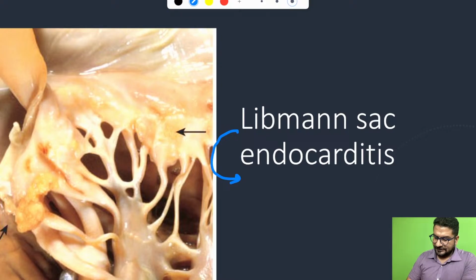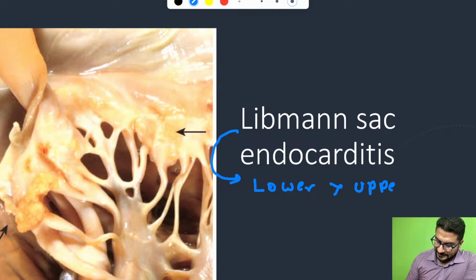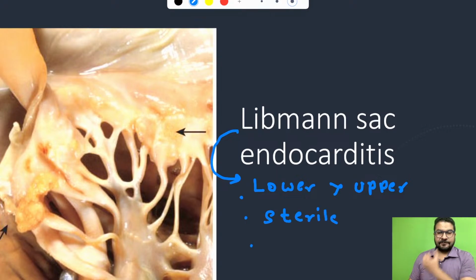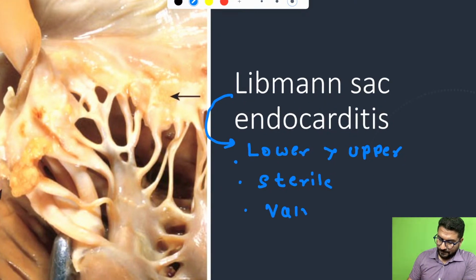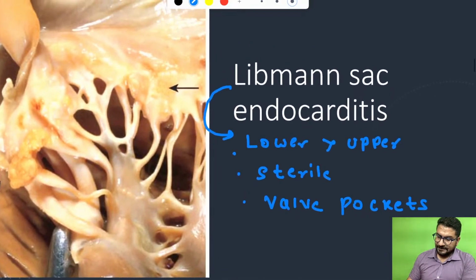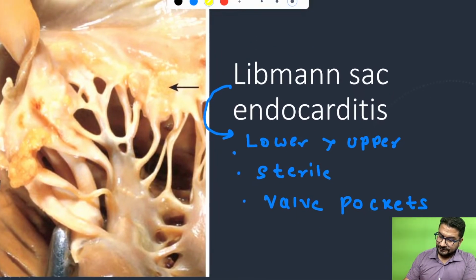So you can see these vegetations. You will see these are present more on the lower surface than the upper surface. Second, these vegetations forming here are sterile vegetations. We also call this vegetation on valve pockets. It is not infective, Rishabh. Where will Libman-Sacks be? You will see Libman-Sacks endocarditis in SLE.